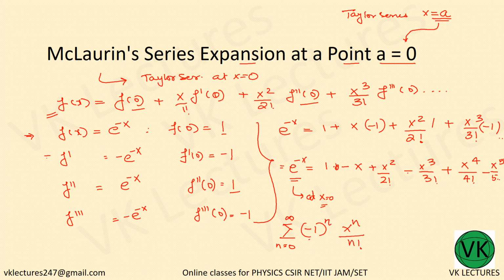Now why is this minus 1 whole to the power n? Is because you have alternate minus and plus. Whenever you have alternate minus and plus, your summation should contain minus 1 whole to the power n. Please remember, whenever we have alternate plus and minus in the series, then your summation should contain minus 1 whole to the power n. Okay.